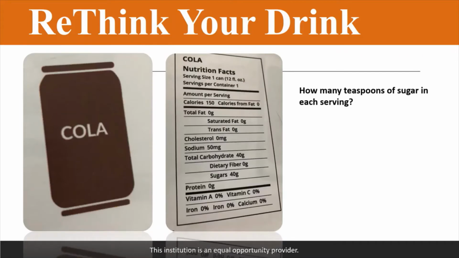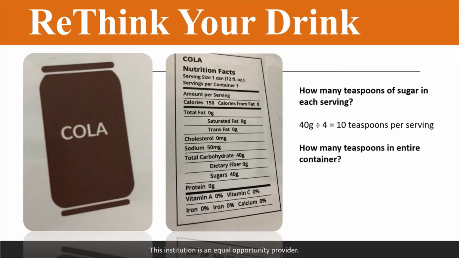All right, next up we have cola. Again, we're looking at our grams of sugar under carbohydrate. We have 40 grams here. We take our 40 grams, divide by 4, that's 10 teaspoons. We also need to go to the top again, and we see that the serving size is 1 can, and servings per container is just 1. So again, 10 teaspoons times 1 is just 10 teaspoons in this container. All right, let's do one more.